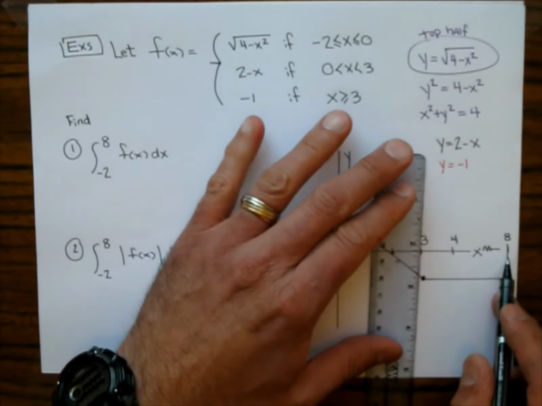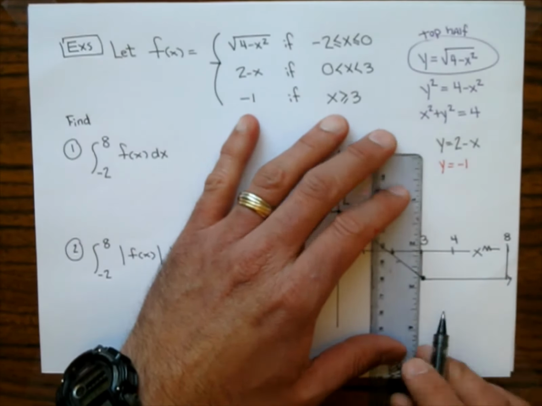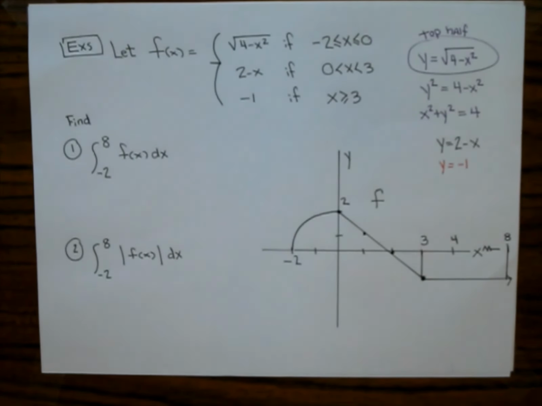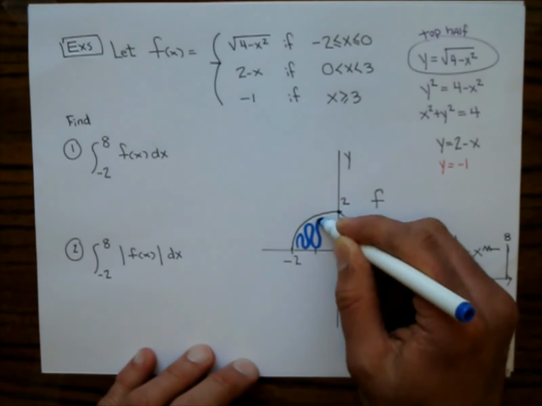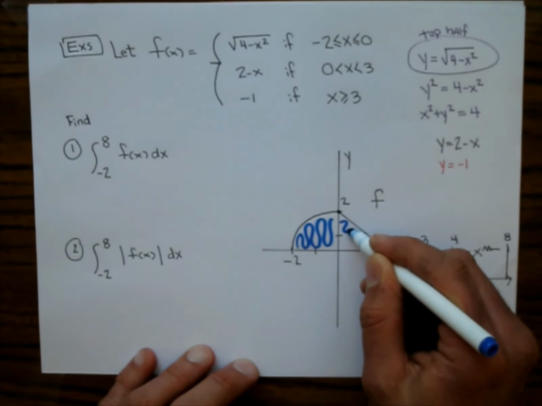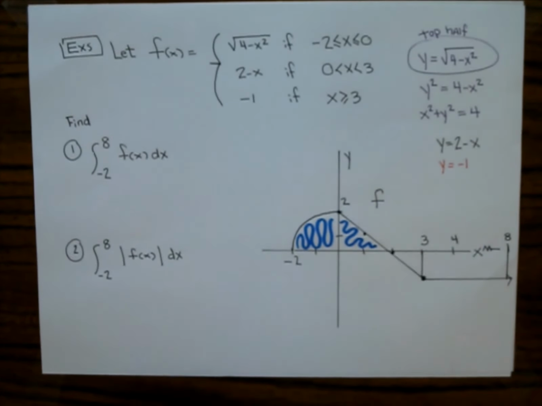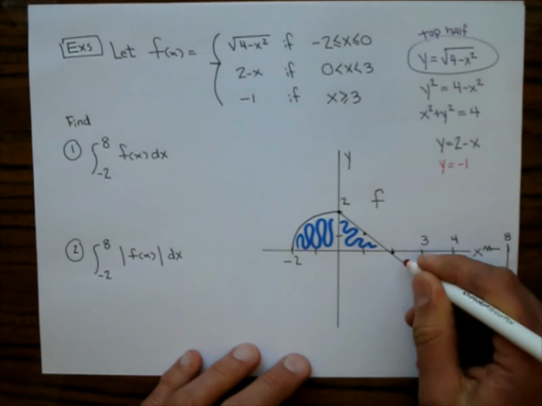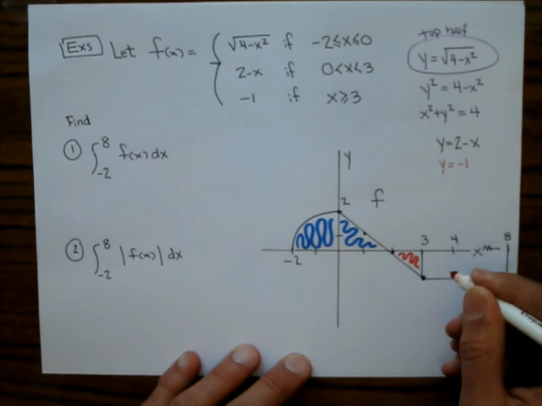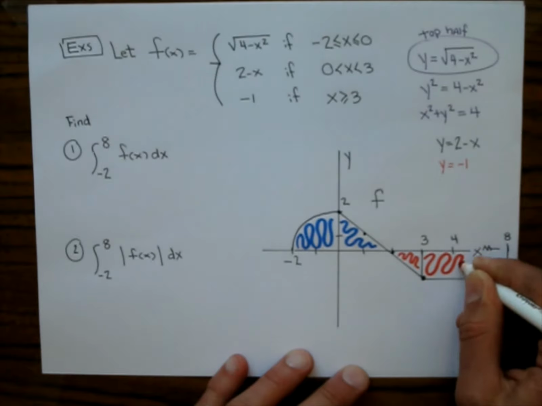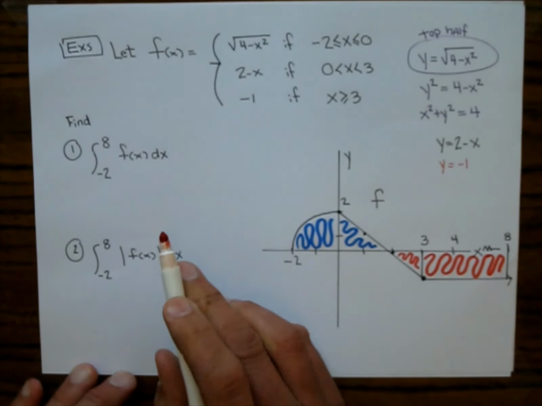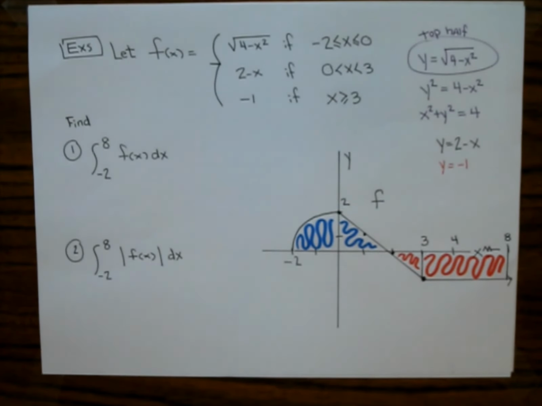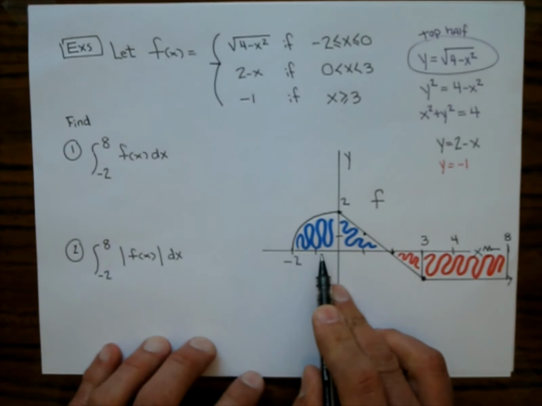Now notice what happens here. I'm going to go ahead and draw a line right there. I'm going to take out my blue and red. So this part right here is going to give me a positive area, and then this part of the triangle a positive area. This part of the triangle is a negative area, and then this right here is a negative area. So this is really what they want you to do. They want you to do this problem using geometry.